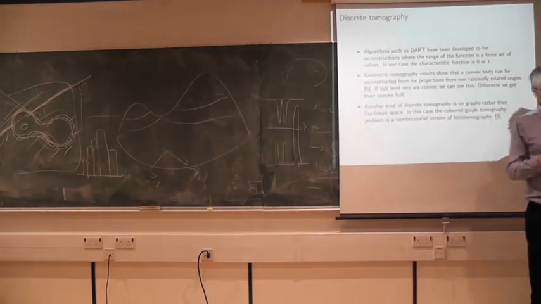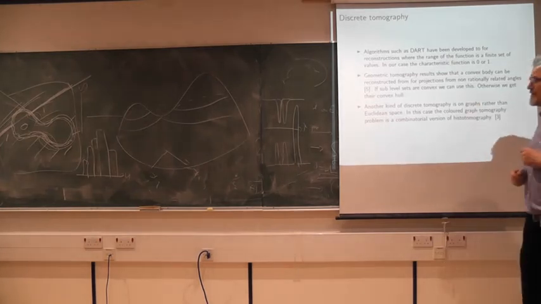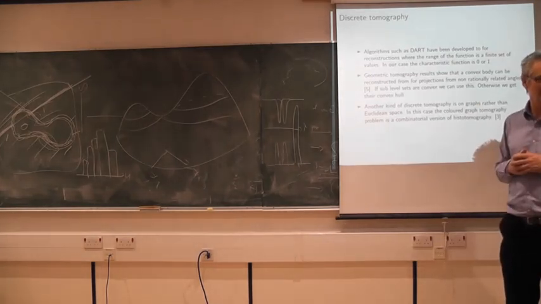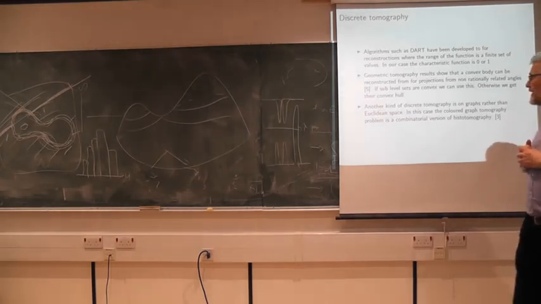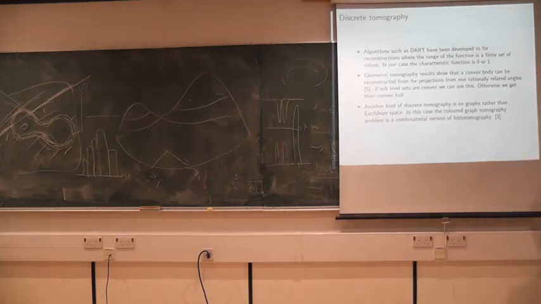So in my case, if the super level sets or the sub-level sets were convex, then you can use these methods. And the point is that you can get a convex body from just 4 non-rationally related angles. It's kind of weird that they have to be not nice angles. So where the sub-level sets or the super level sets are convex, you can definitely do it with 4 well-chosen projections. I mean, 4 not badly chosen projections.